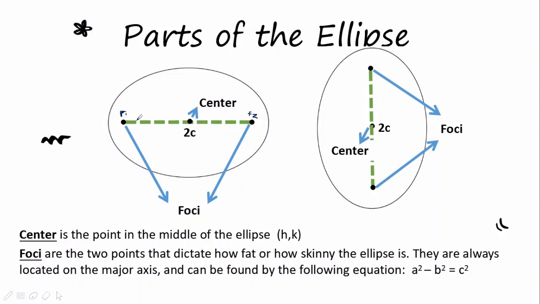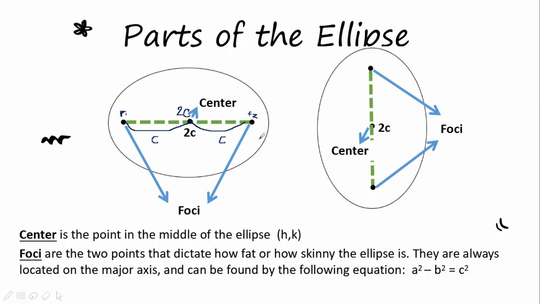And the distance between the two is 2c. So this is the formula for finding the distance between focus 1 and focus 2, 2c. Now, if the question is, what is the distance from the center to focus 1? The answer is c. The same from the center to the other focus is still c. And again, the distance between the two, that's 2c.